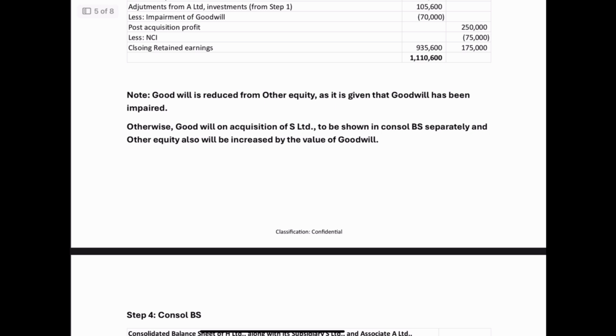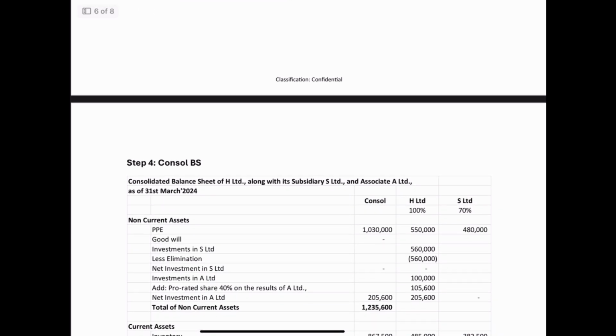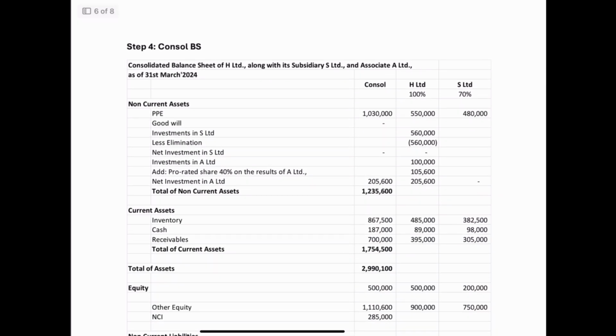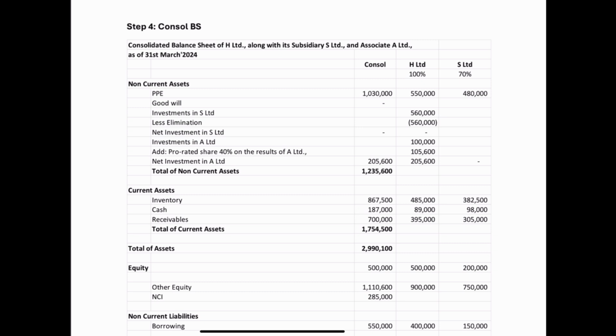Okay, and this also you need to remember. So in this example, they said goodwill has been impaired. So that's why we are reducing the 70,000 from the other equity. So if goodwill is not impaired, then we don't have to reduce anything from other equity. Instead, we'll have to show the goodwill in the consolidated balance sheet. Okay, so that's good. And now we'll go to the final step, how the consolidated balance sheet will look like.